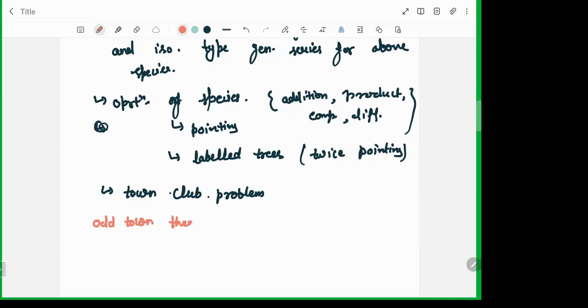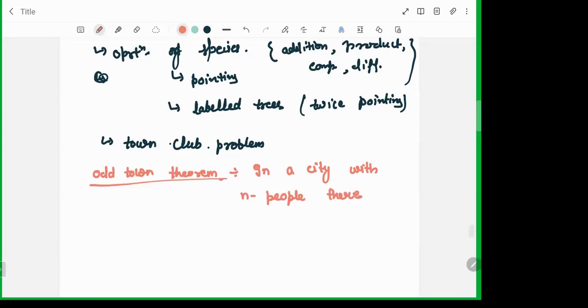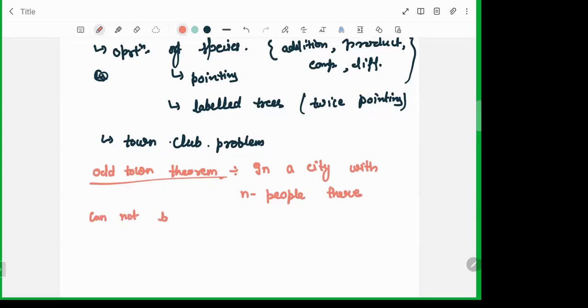So what is the odd town theorem? The odd town theorem says that in a city with n people, there cannot be more than n clubs under the rules of odd town. So what are the rules of odd town?